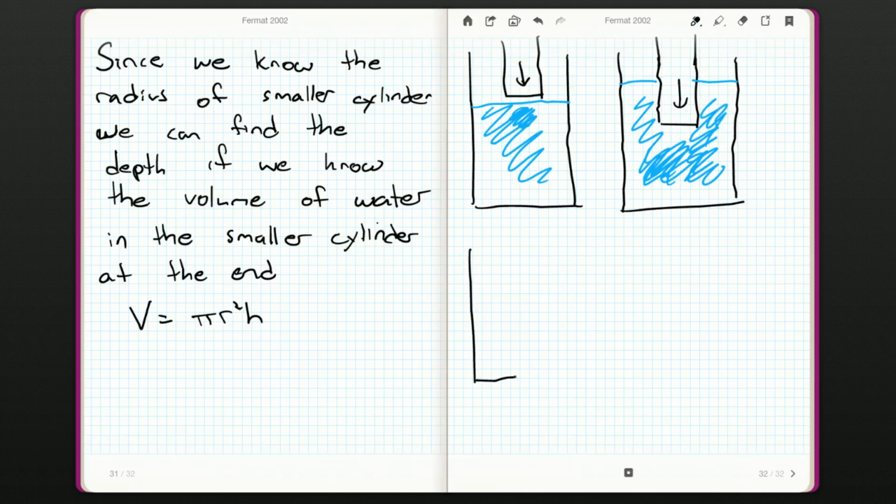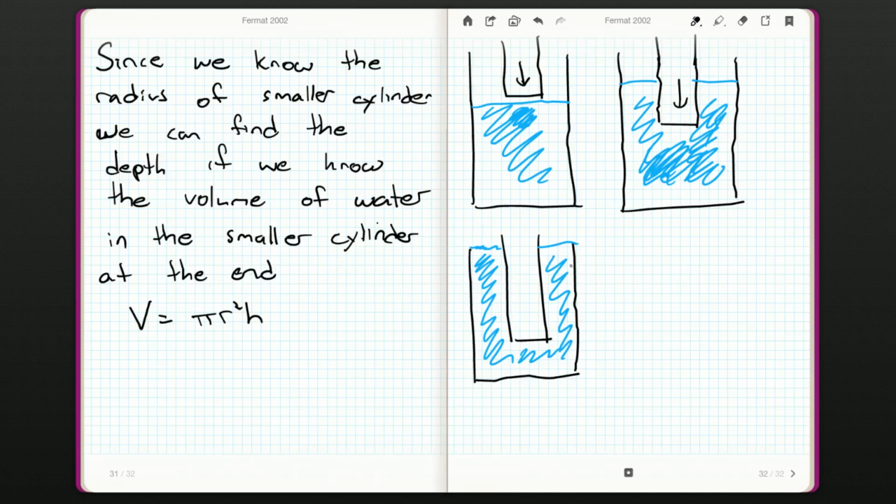And as we keep going, they correctly say that eventually the water is going to be pushed out. The water is going to reach this sort of top part here. And then any further that we push it down, it's going to start overflowing.